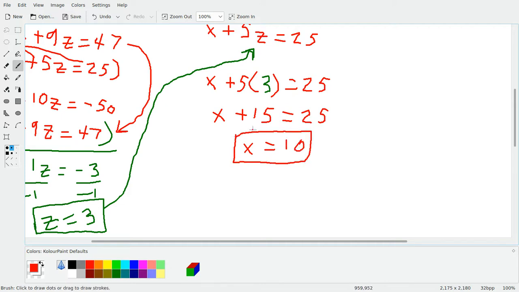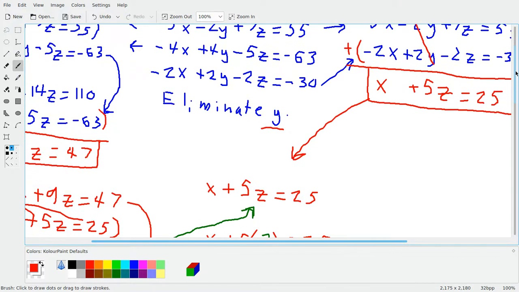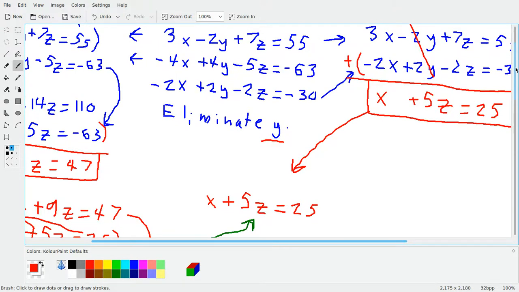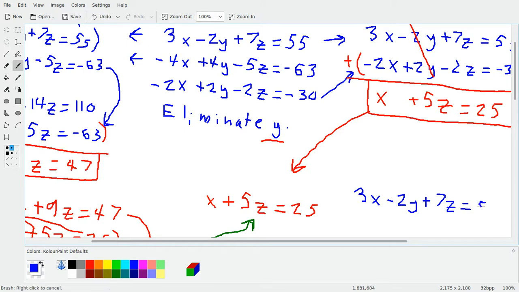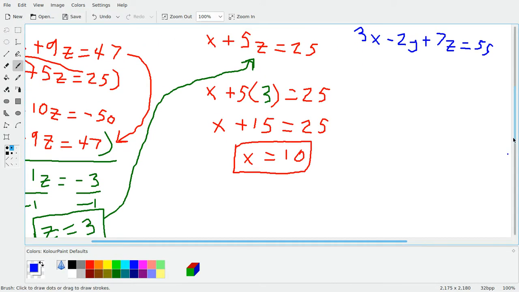Now we have an x and a z. We only need y. To find y, we're going to go back to your beginning equations. Pick one of the three beginning equations. It doesn't matter which one. I'd say the first one looks as good as any of them. So we're going to take that first original equation, 3x minus 2y plus 7z equals 55, and substitute your x and your z into that equation.